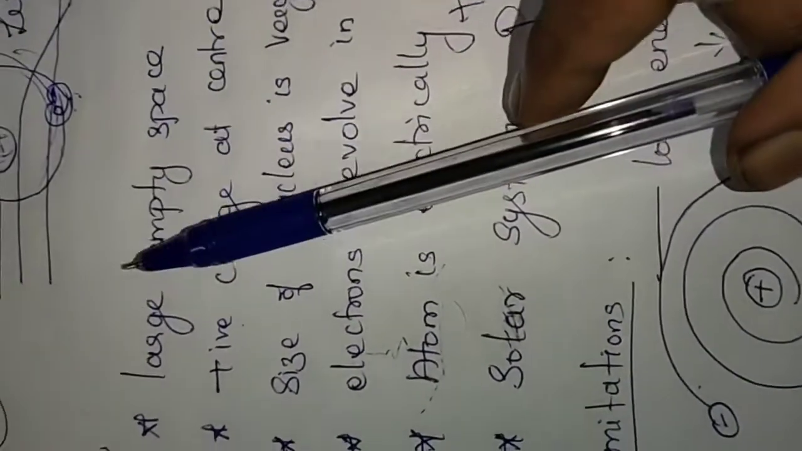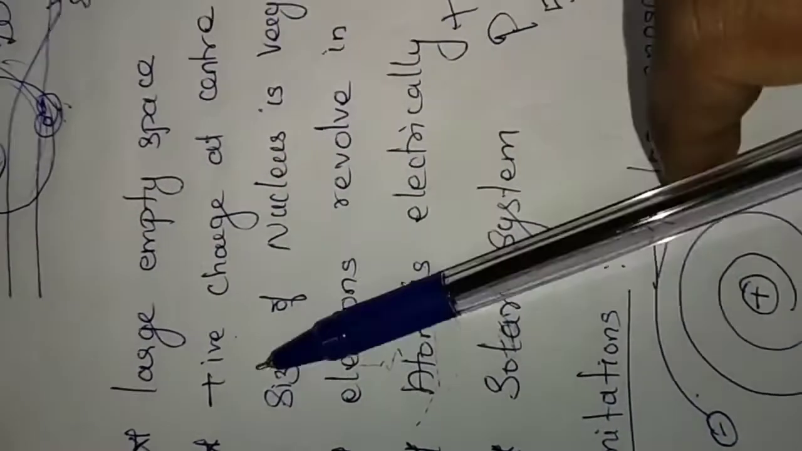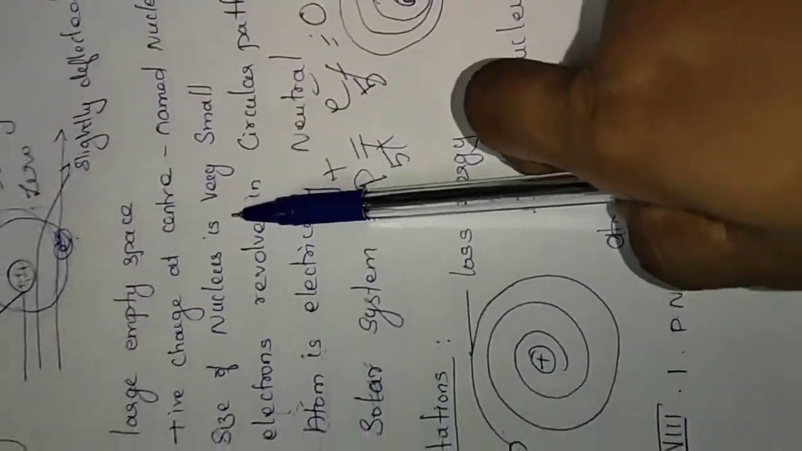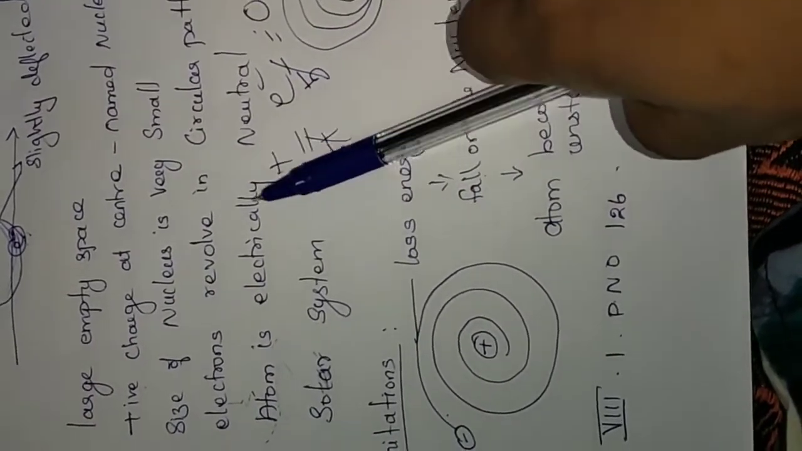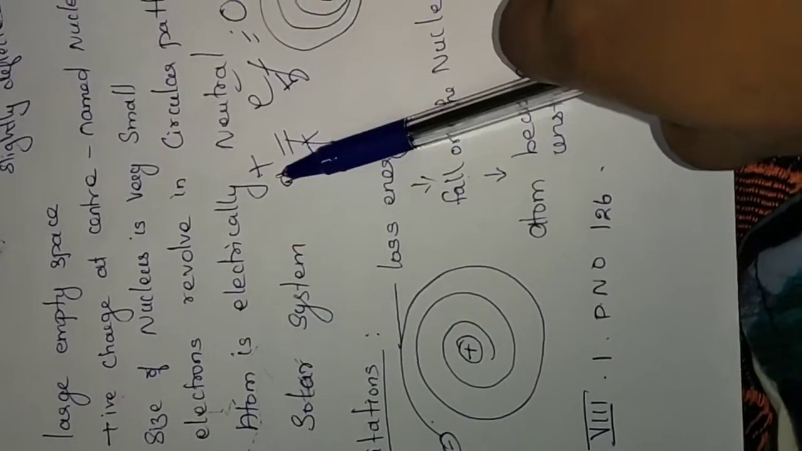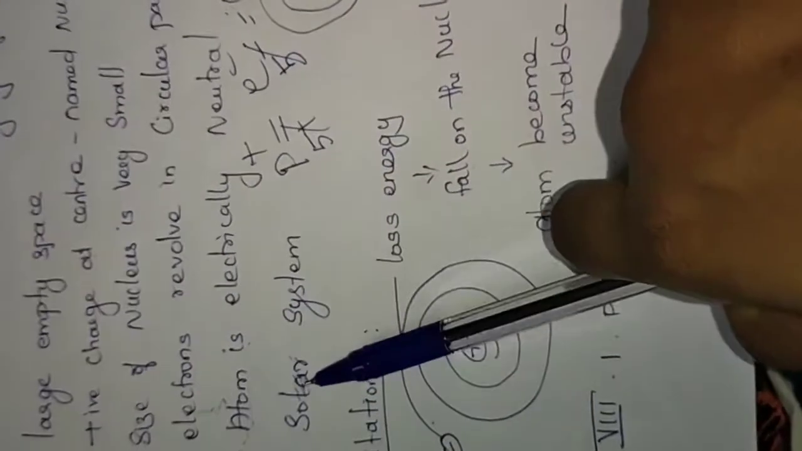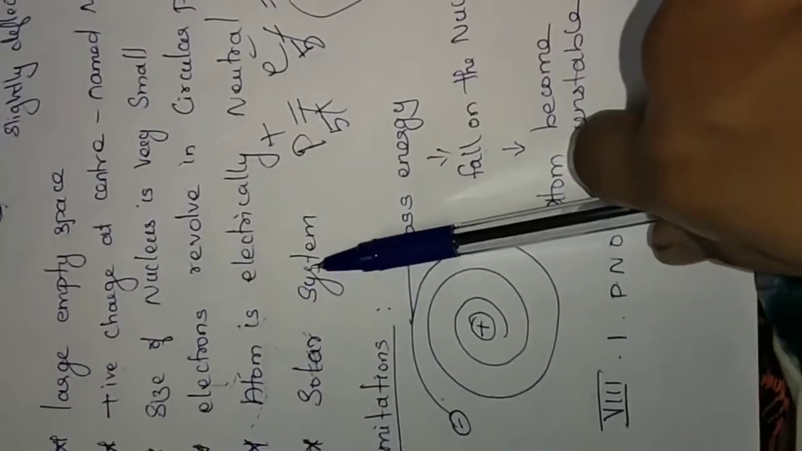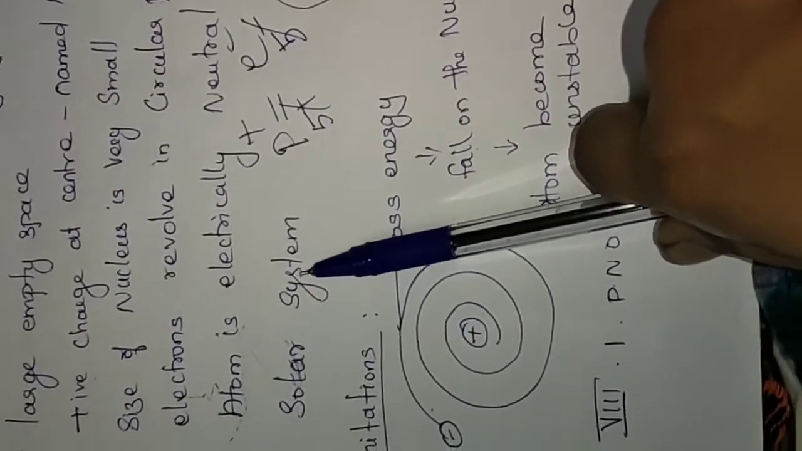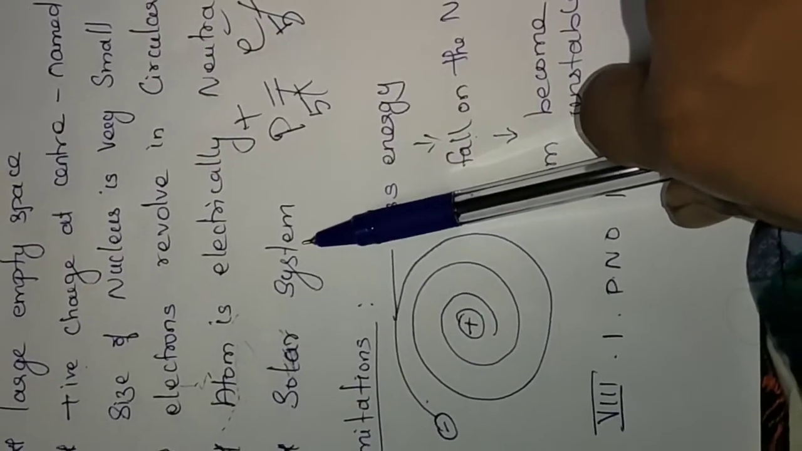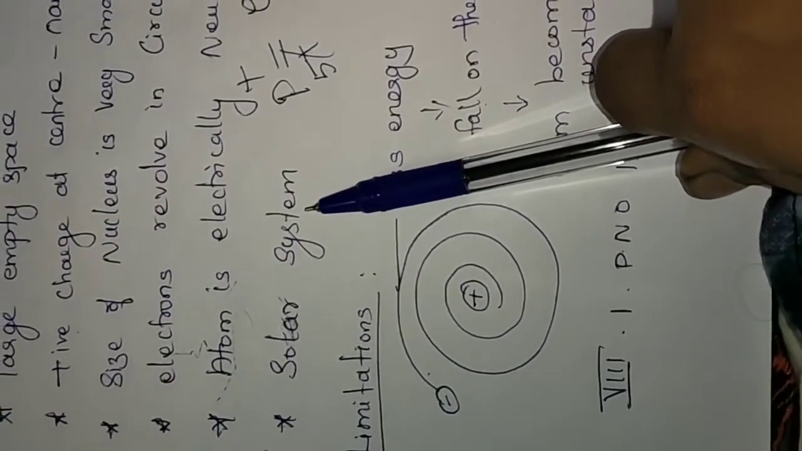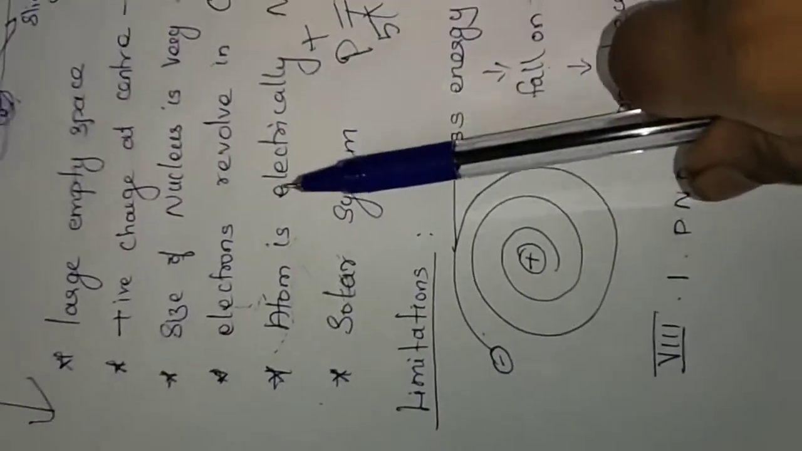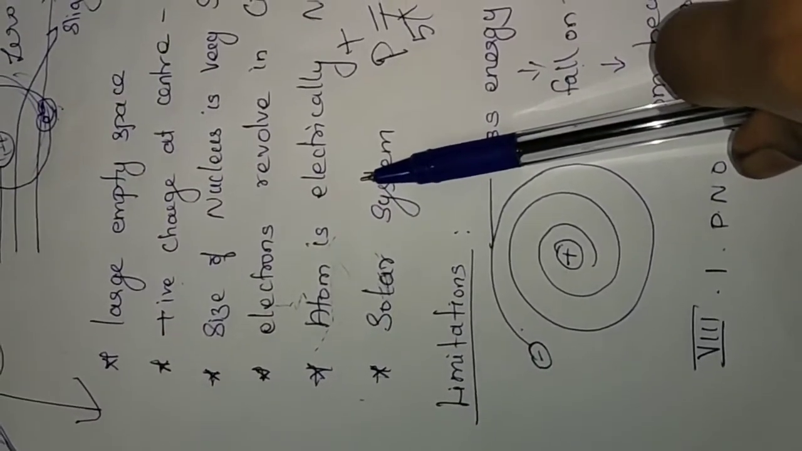So what is the conclusion he made? The atom has large empty space and a positive charge at the center named the nucleus, and this nucleus is very, very small, and the electrons revolve in a circular path. The atom is electrically neutral because the number of protons is equal to the number of electrons. And he compared this to a solar system because he considered the nucleus as the sun and the circular paths carrying electrons as planets. Just as the planets rotate around the sun, here the electrons revolve around the nucleus. This is Rutherford's conclusion about his experiment.